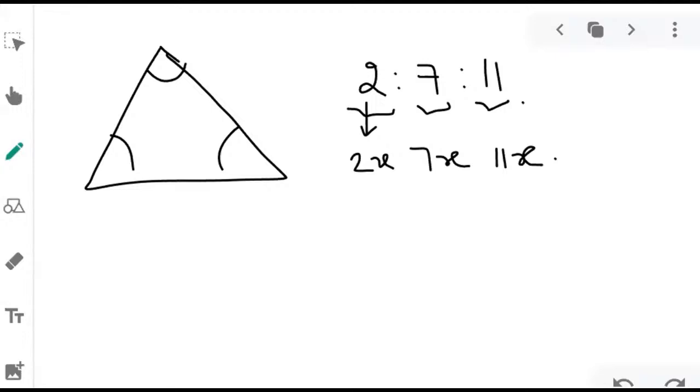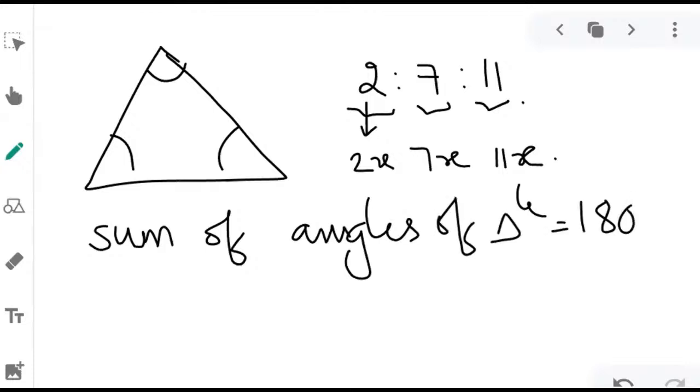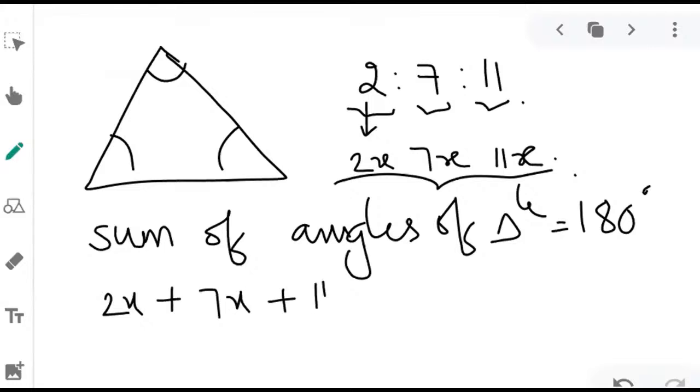All the interior angles of a triangle add up to 180 degrees. The sum of angles of a triangle is equal to 180 degrees. Right? So these are the three angles of my triangle: 2x plus 7x plus 11x is equal to 180. What is the value of x? x is equal to 9.